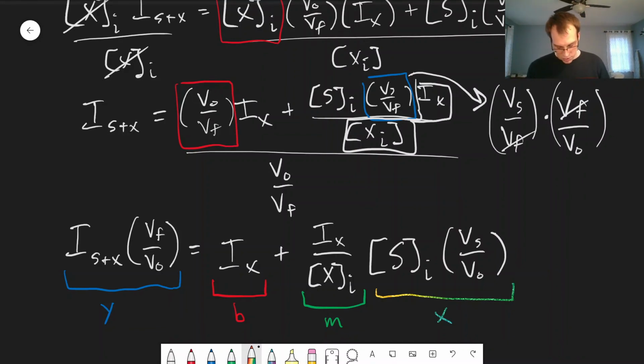Now we can use this for just one standard addition. If we have just one, we can use this equation just fine. But what this is most useful for is if we do a series of standard additions, and we'll talk about that in the next video.